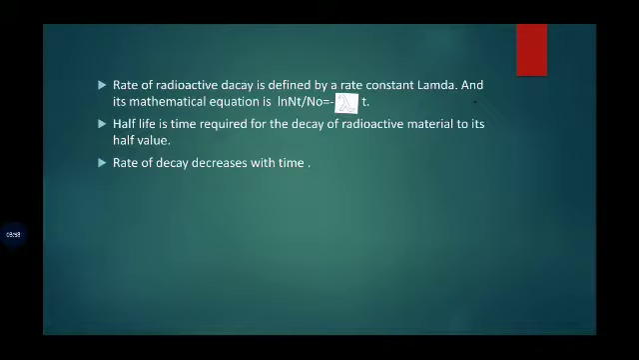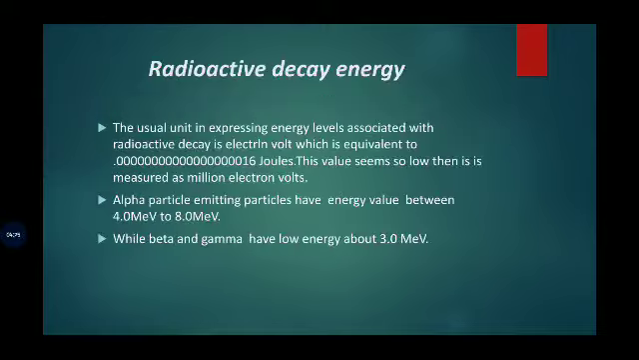Half-life of radioactive decay is the time in which the number of atoms undergoing decay is reduced to half of the initial number before the onset of radioactive decay. The rate of decay decreases with time. As the number of atoms is reducing, the rate of decay also reduces.